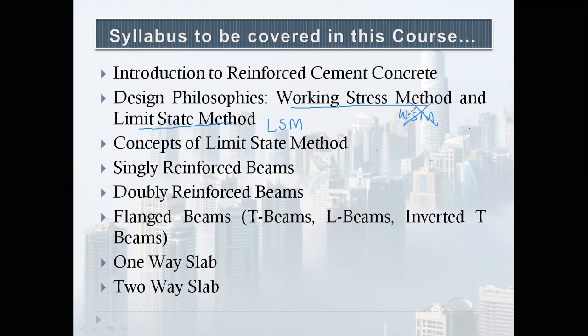So for that, we'll move forward to the concepts of the limit state method and design the whole of the components using the limit state method. Singly reinforced, doubly reinforced, flanged beams. These are the types of beams. Next, slabs: one-way slab, two-way slab. Next, we will be going for columns. I'll show you right there.